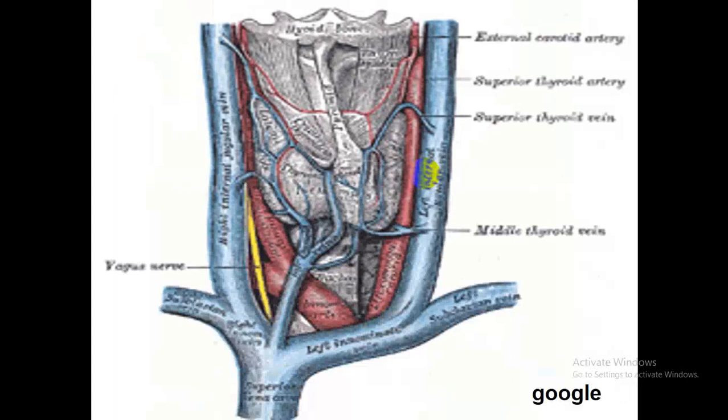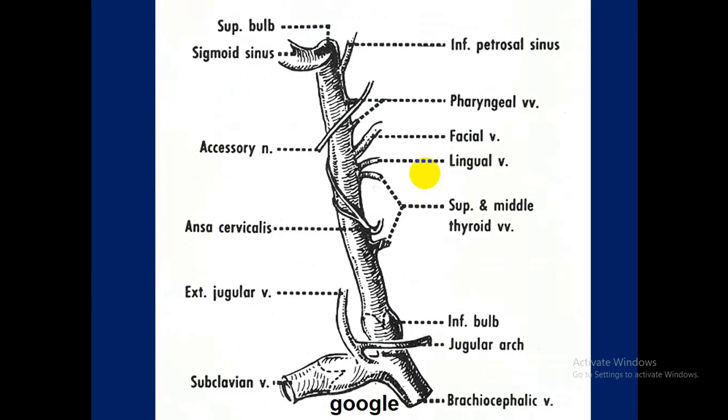The internal jugular vein begins at the jugular foramen as a direct continuation of the sigmoid sinus. It descends through the carotid sheath with the common carotid artery and the vagus nerve in between them. It unites with the subclavian vein to form the brachiocephalic vein just behind the sternal end of the clavicle. It has a superior dilatation or superior bulb and an inferior dilatation or inferior bulb.